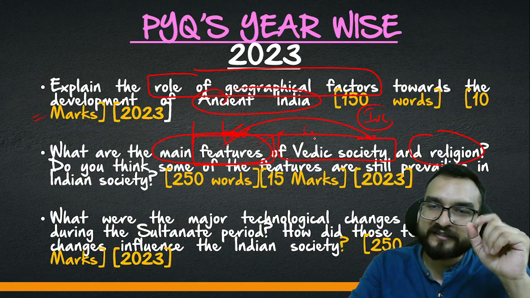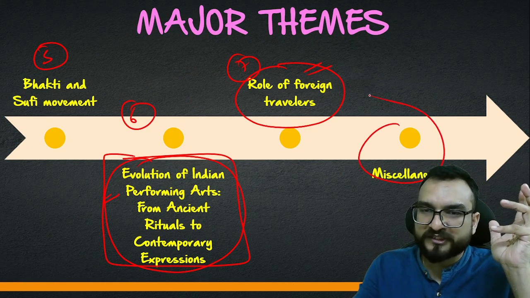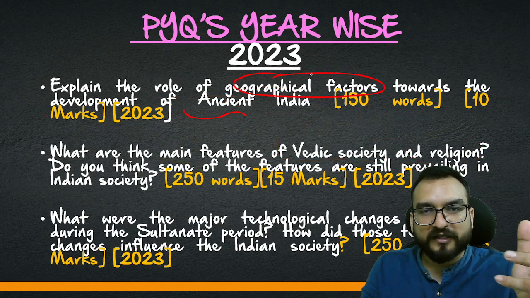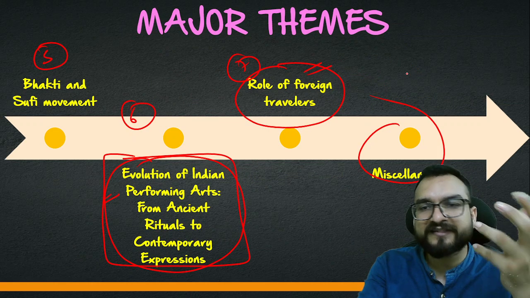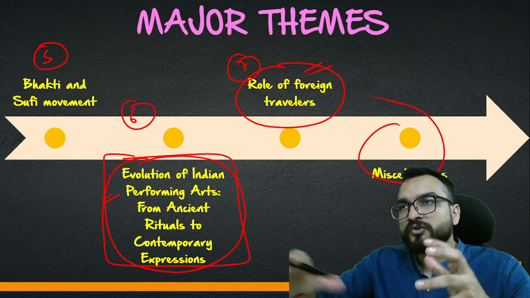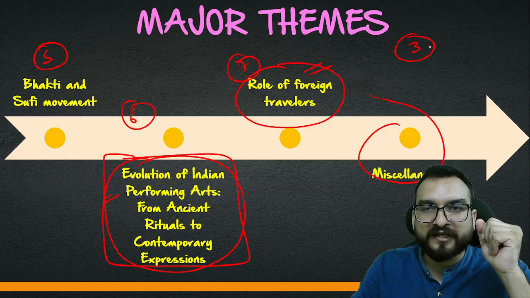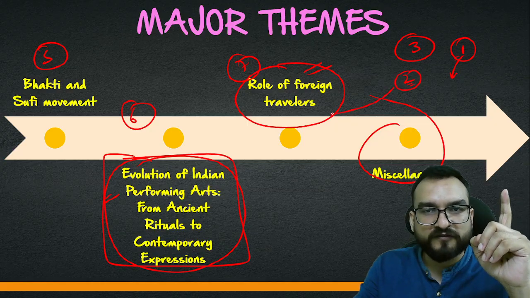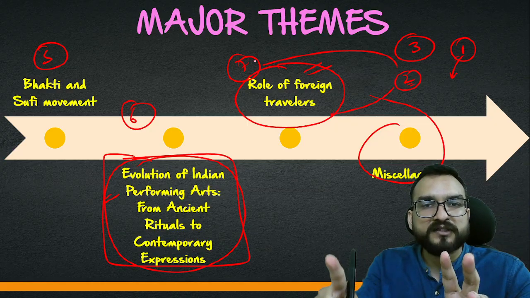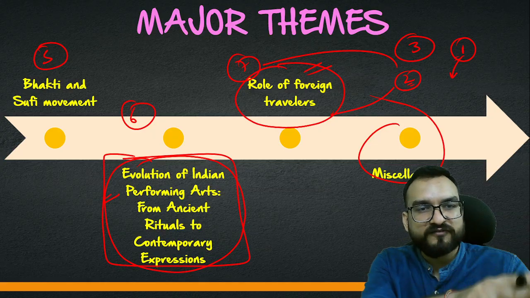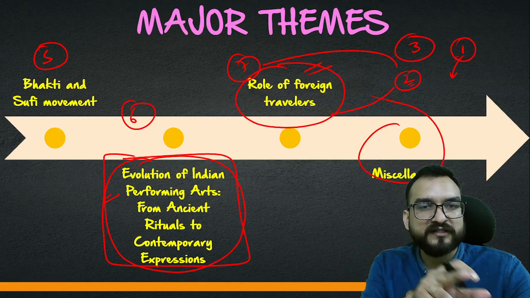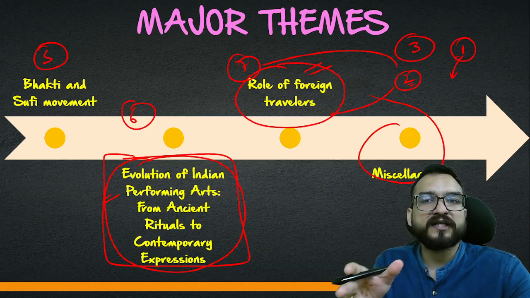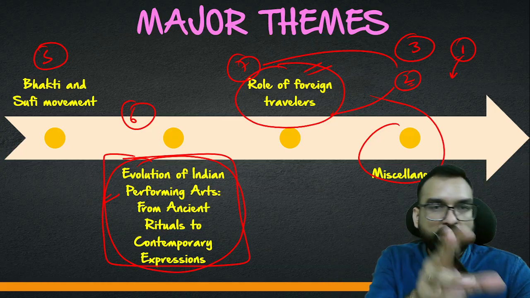And in the eighth main theme, miscellaneous topics, like questions broadly covered, such as geographical factors and how they contribute. These are miscellaneous topics. You should not ignore them, guys. If 3 questions are coming, 1 question will be very generic in nature, and 2 questions will be specific, under these themes. So let me elaborate these 5, 6, and 7 themes too: Bhakti and Sufi, performing arts, and foreign travelers. What we are going to study in this, and if you are studying on your own, how you have to study.